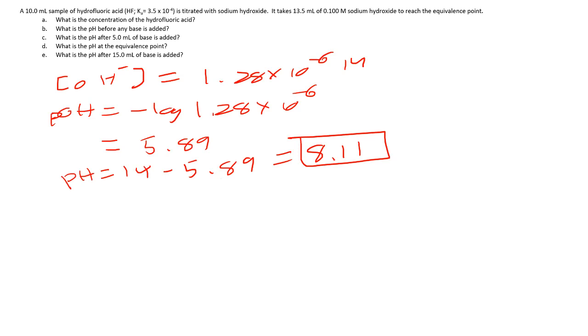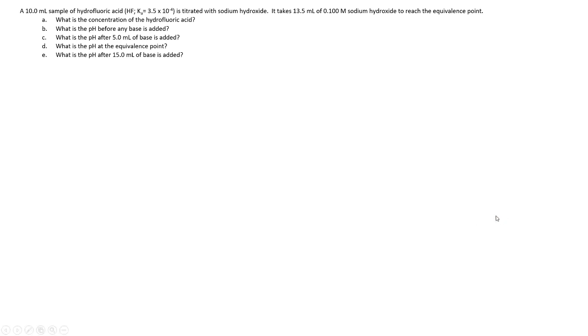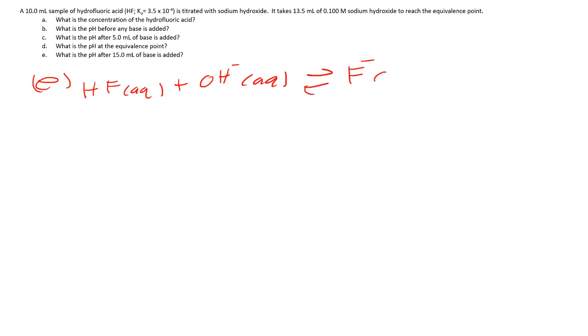So now we've got to look at one more part. What are we going to do when we have excess base? So we've got more base than we need to neutralize the hydrofluoric acid. So let's look at that. So for part E, we again are reacting HF aqueous plus OH minus aqueous goes to F minus aqueous plus water.